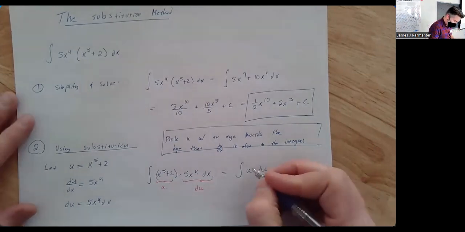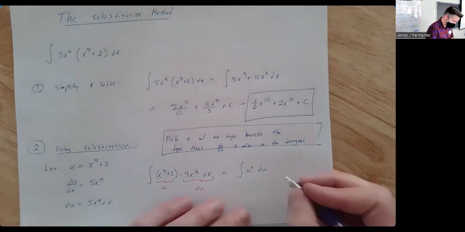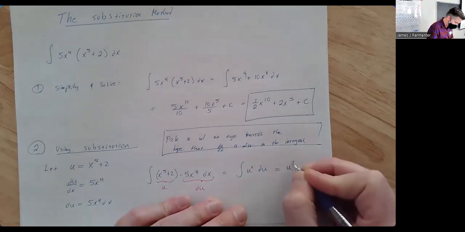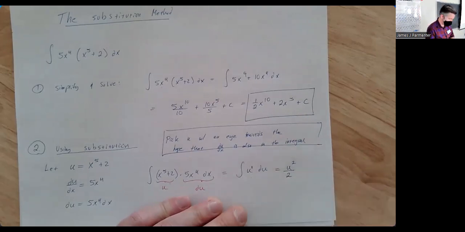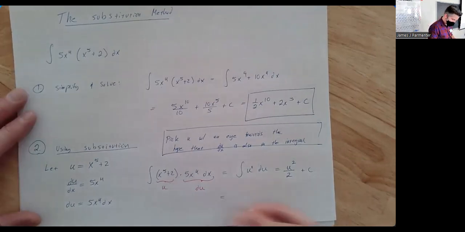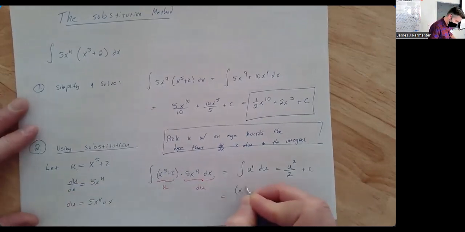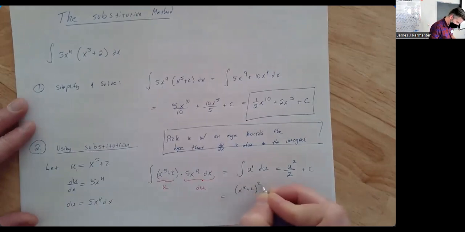And now we know how to anti-differentiate u to the first. It's going to be u to the 1 plus 1 divided by 1 plus 1. Now, here's the thing we have to do at the end. Since our original antiderivative was an antiderivative of a function of x, our answer should be a function of x. So we have to now replace u with what we said it was equal to, which is x to the 5th plus 2. And then we're squaring it and dividing by 2 plus c.